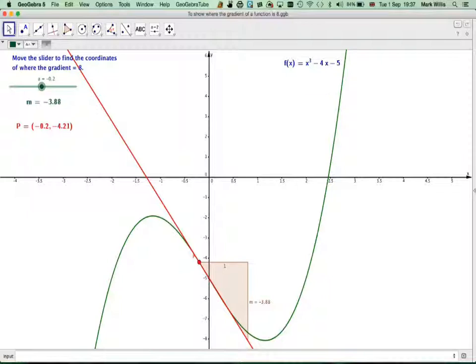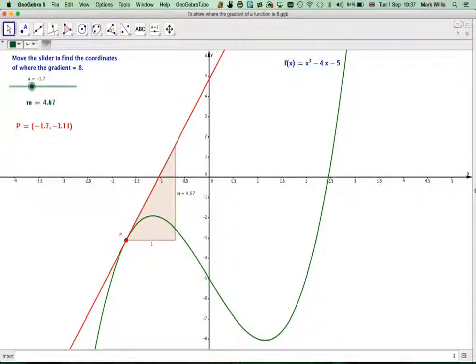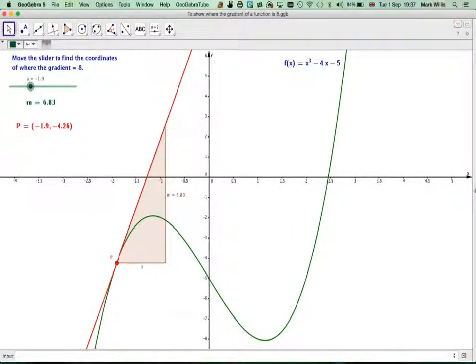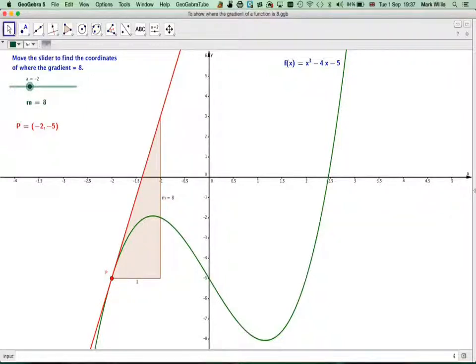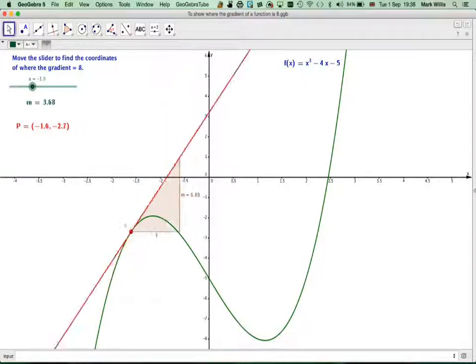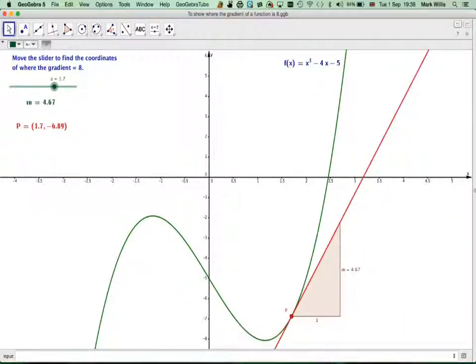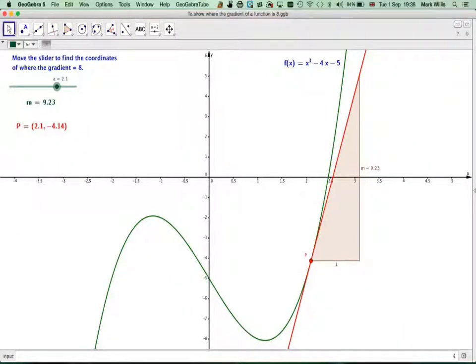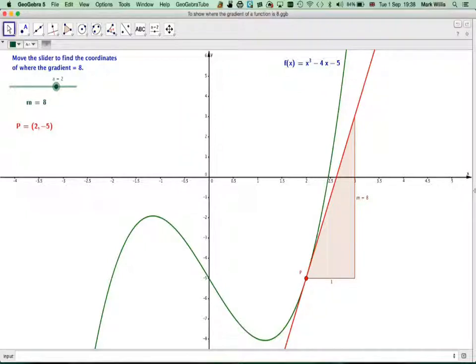So we want to know where the gradient is 8, and looking at this curve, we can actually see that there is one point, and the coordinates of P at that point are minus 2, minus 5, and there is another point over here where P is 2, minus 5 at this particular point here. We also have a gradient of 8. So when we do the algebra to solve this problem, we know there are going to be two answers for the value on the curve.